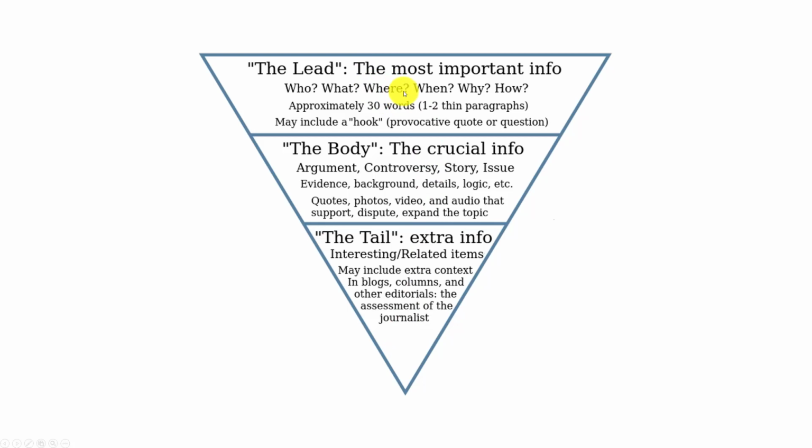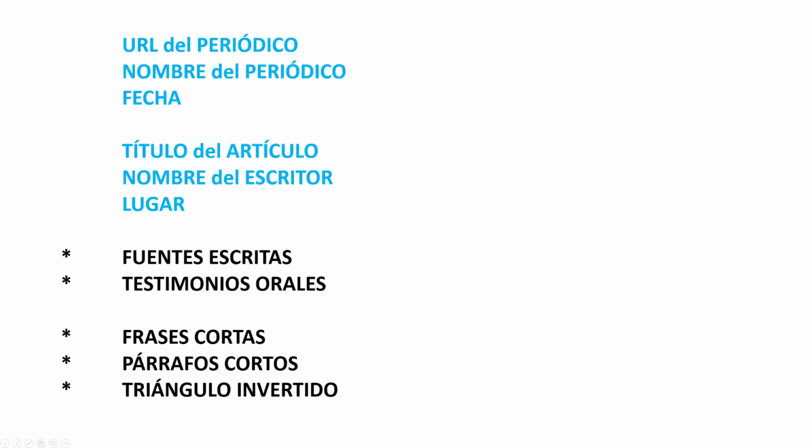But because the main part of the story is told already right up here at the beginning, then the reader is not going to miss any of the key information. It's called the inverted triangle. Let's look then at adding a URL to our periódico.